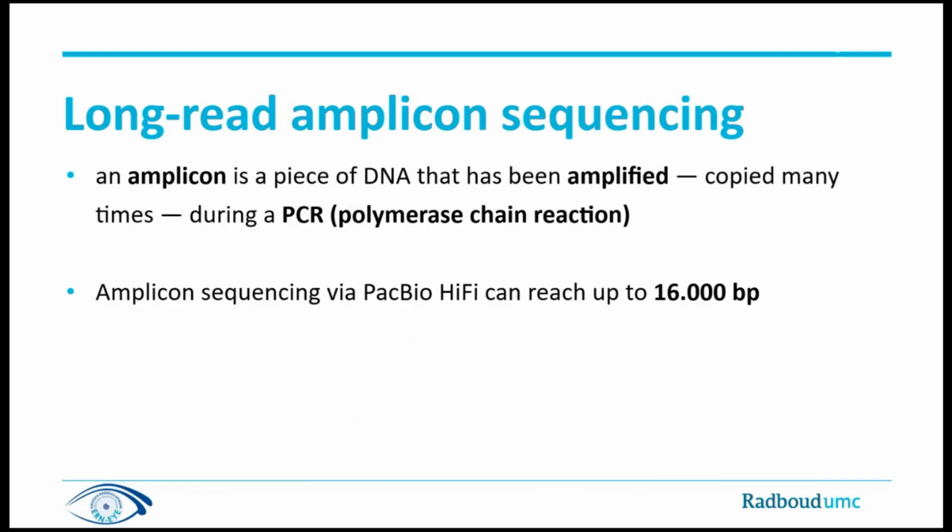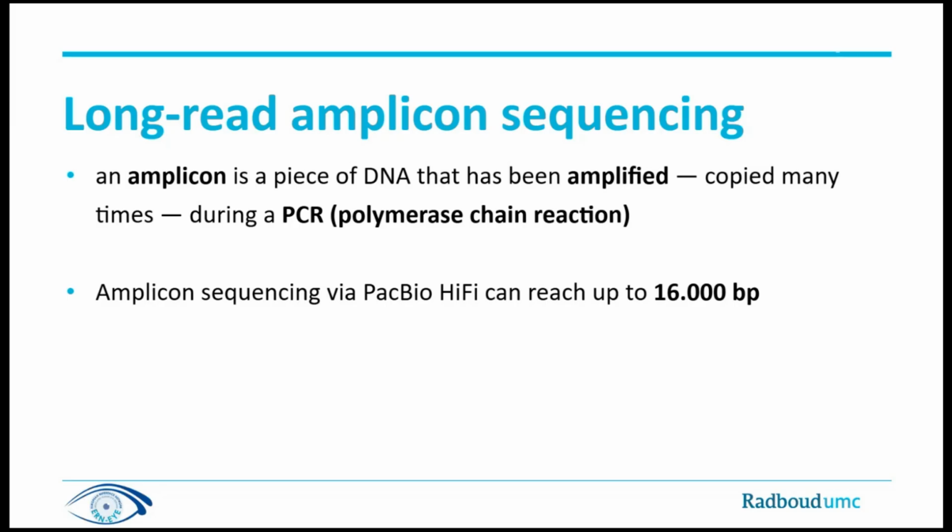After determining copy numbers, we perform long-read amplicon sequencing. An amplicon is simply a piece of DNA that has been copied during PCR. After amplification, the amplicon is sequenced with PacBio Hi-Fi long-read sequencing. Using PacBio Hi-Fi, we can sequence fragments up to 60,000 base pairs. And if you forgot, short-read sequencing mostly goes up to a few hundred base pairs. For the opsin cluster, we developed multiple amplicons.